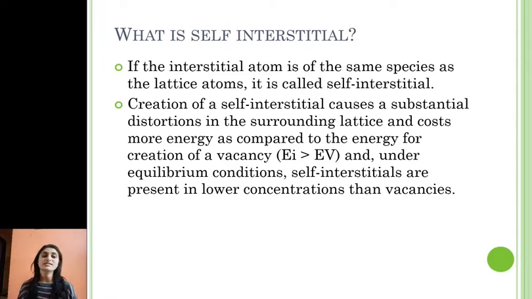So creation of a self-interstitial causes substantial distortions in the surrounding lattice and costs more energy as compared to the energy for creation of a vacancy. So vacancies are more common as compared to self-interstitials, because self-interstitial के लिए और भी ज़्यादा energy लगती है. And under equilibrium conditions, self-interstitials are present in lower concentration than vacancies.